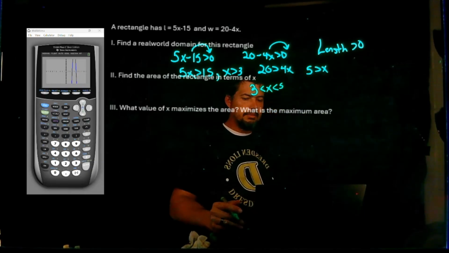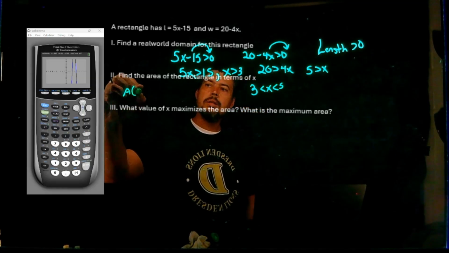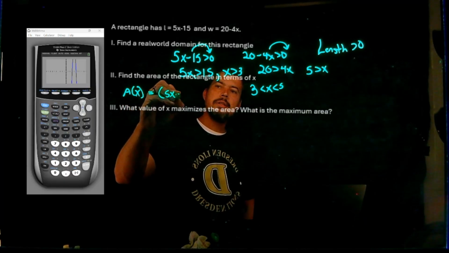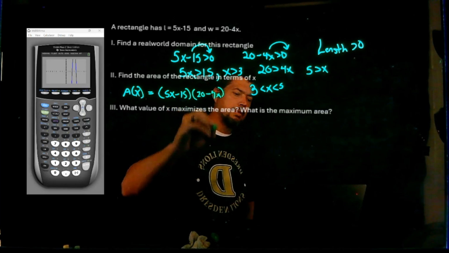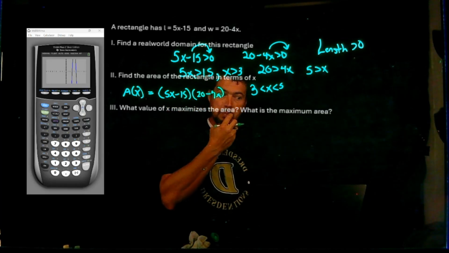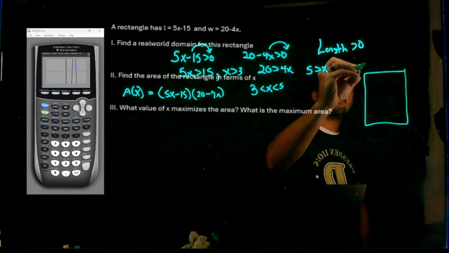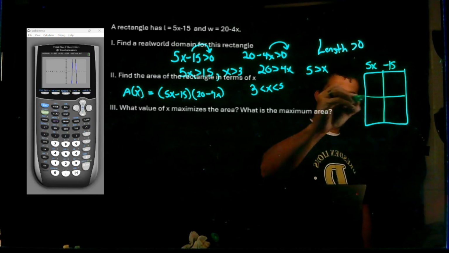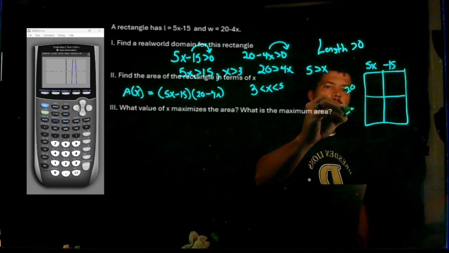All right, find the area of the rectangle in terms of x. So we're going to do on paper what I kind of did in the calculator there. It's 5x minus 15 times 20 minus 4x. Let's just go ahead and box this thing out. A lot of y'all are using the box method. I'm cool with that. It does not reinforce factoring. That's the only issue with it. But I'm giving it a shot this year.